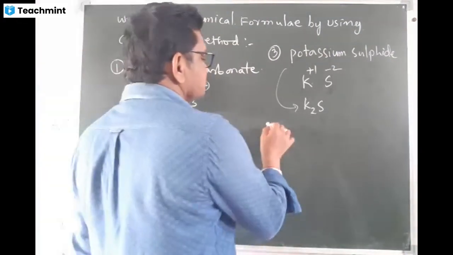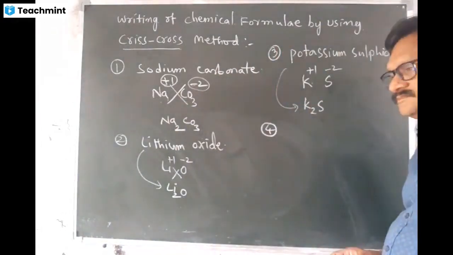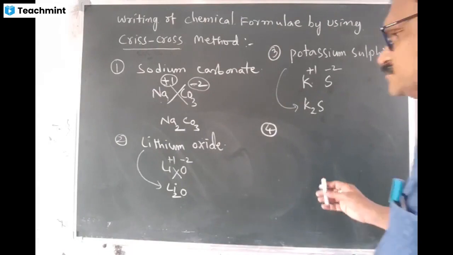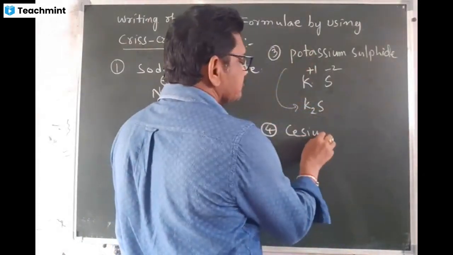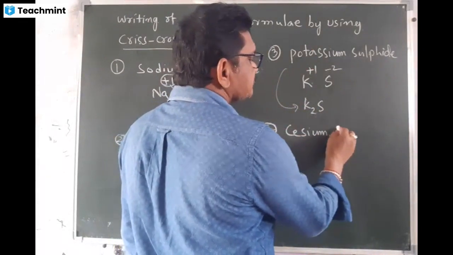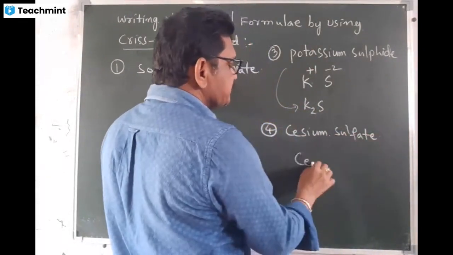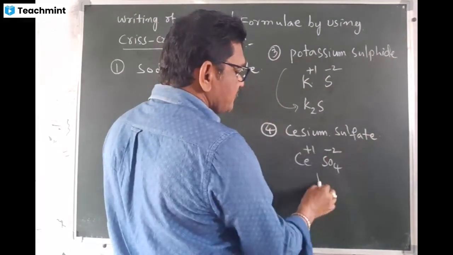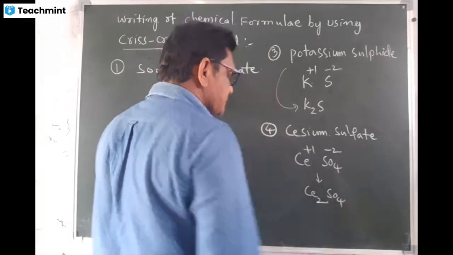Okay, then for example, cesium sulfate. You want cesium sulfate. So cesium means Cs plus 1, and sulfate means SO4 minus 2. Then the formula should be Cs2SO4. This is cesium sulfate.